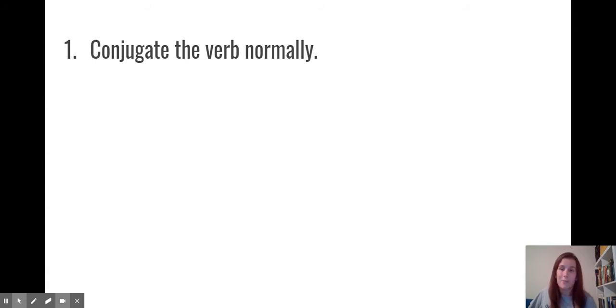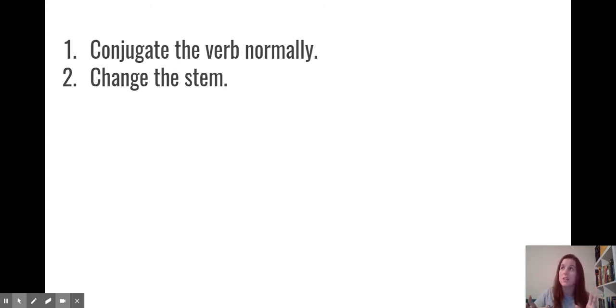Our steps are going to be like this. Number one, conjugate the verb normally, which just involves taking off the ending, la terminación, and putting on the appropriate ending depending on who's doing the action. So yo hablo, tú hablas, etc. Our second step is going to be to change the vowel in the stem.